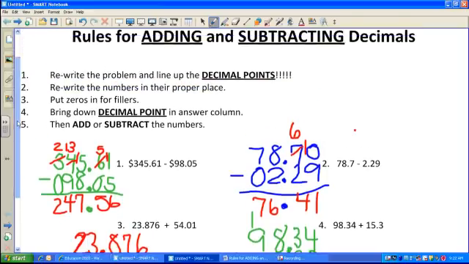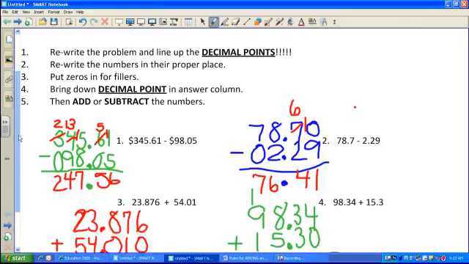So these are some example problems for the rules for adding and subtracting decimals. You have the rules right there on the sheet with you. You have some example problems to look at. Hopefully you find this helpful.